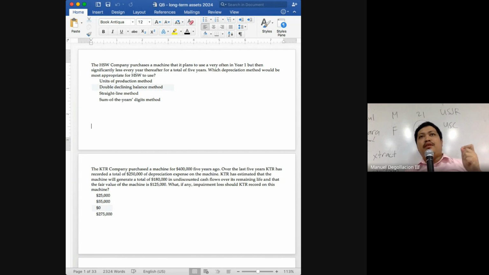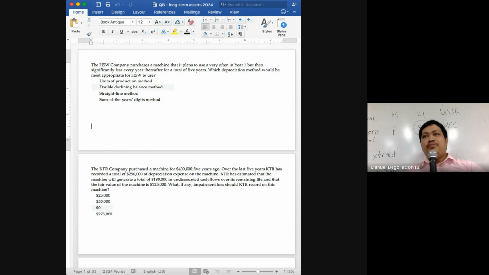But I do not want you to think that it should be straight line all the time. Okay, the rule is choose a depreciation method that would reflect the pattern of use of the asset. The manner in which the asset will be used or consumed. And that is essentially the point here. So you should not immediately choose the straight line method. Go over the problem and determine how the asset is going to be used. It says here, in year one, it will be used significantly and lesser every year thereafter.